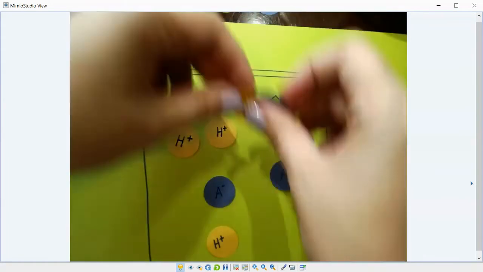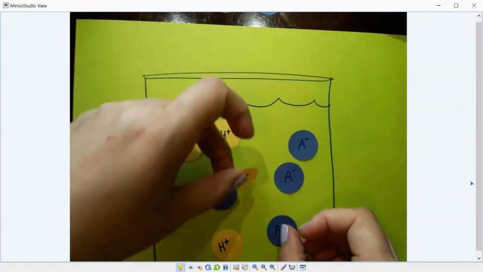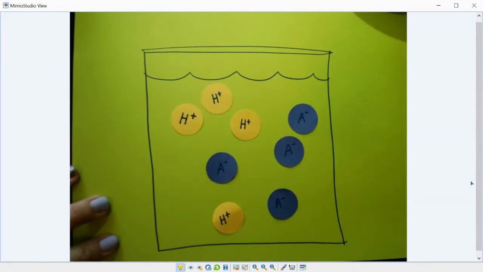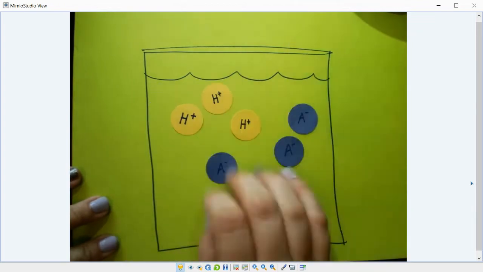So when it's all said and done, all we have is H plus and A minus floating around in our beaker. That is what happens when it is strong. There is no HA left together, only H pluses and A minus ions floating around with the water molecules, which I have not shown here.